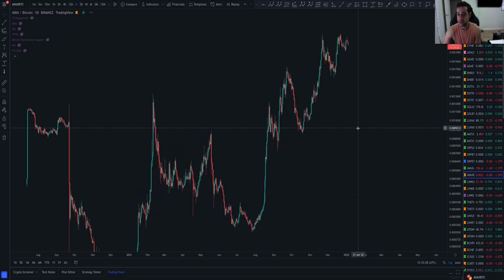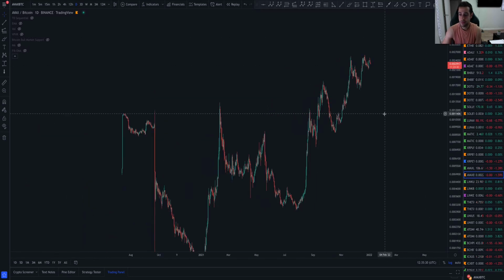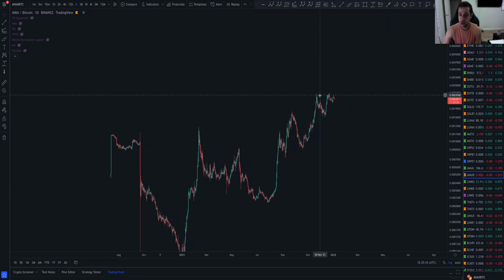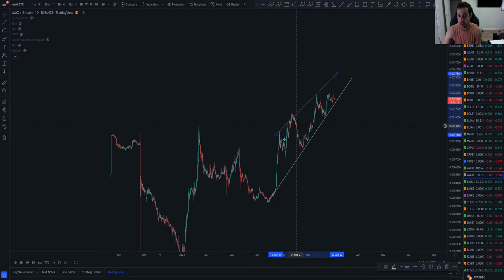But AVAX BTC as well, similar to AVAX USD, is obviously uptrending, but we are at all-time highs at the minute. So we are tending to grind higher, but we're forming this kind of wedge pattern over here. And remember, wedge patterns do tend to break to the downside eventually. So that's something to look out for.